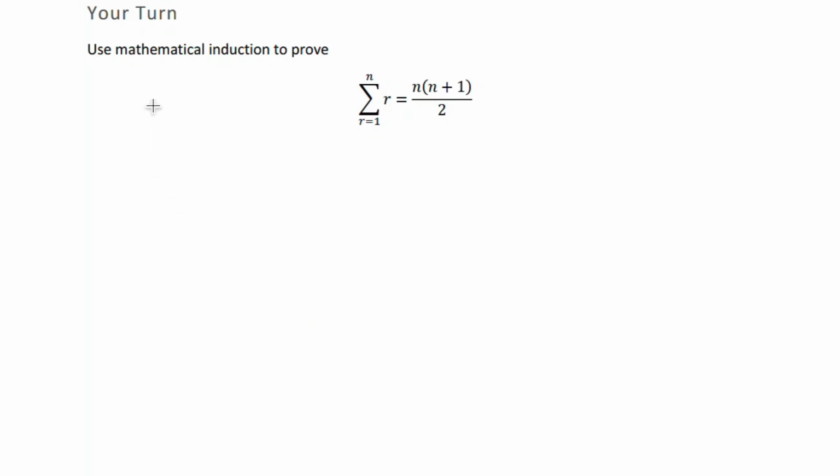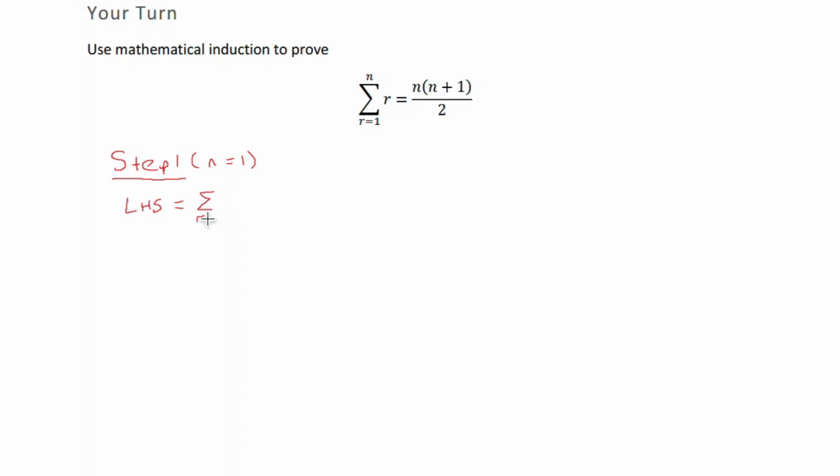Here we're asked to use mathematical induction to prove this statement. So we start, as always, with step 1, which is when n is equal to, in this case, 1, because we're starting at r equals 1. Step 1, we have to prove the left-hand side is equal to the right-hand side when n is equal to 1.